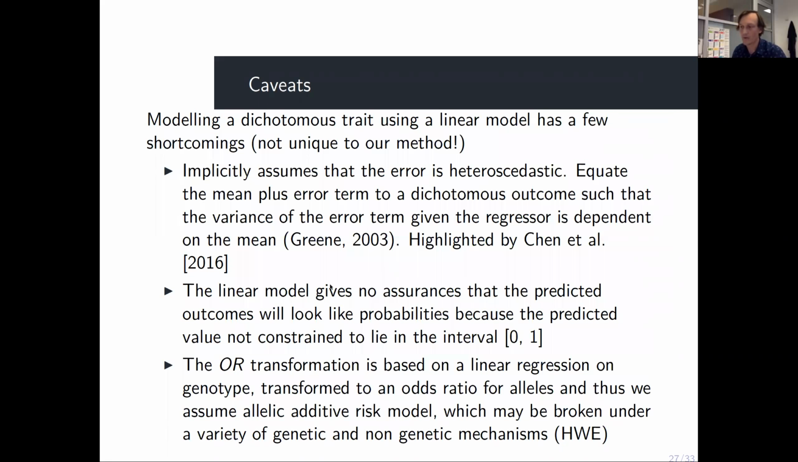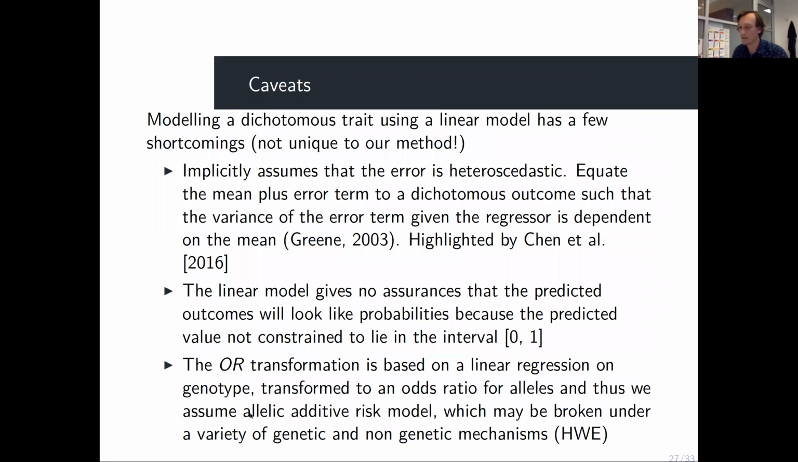Another problem of the linear model is it gives you no assurances that the predicted outcomes will look like probabilities, because they're not constrained to lie in the 0-1 space. That was the motivation for why logistic regression was invented, to constrain the predicted probabilities to lie within the 0-1 space. That might not be such a problem, and you'll see that in the response in the next slide. The odds ratio transformation is also based on linear regression on genotype, and then we transform it to the odds ratio for alleles. So it's conceptually interesting whether those things are equal.